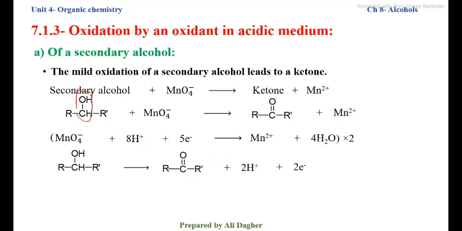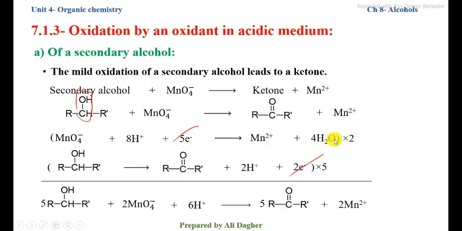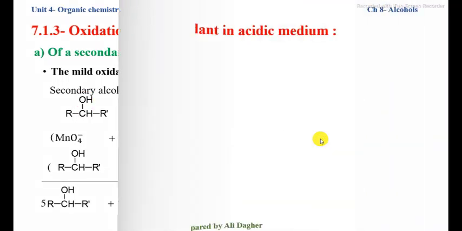We multiply the first by 2, the second by 5, and in the overall, 10 electrons in product and 10 electrons in reactant cancel. Now we have 5 alcohol plus 2 MnO4- plus 2 times 8, 16 H+ in reactants, 5 times 2, 10 in product. 16 minus 10 remains 6 H+ in reactants. This gives 5 ketone plus 2 Mn2+ plus 2 times 4, 8 H2O.